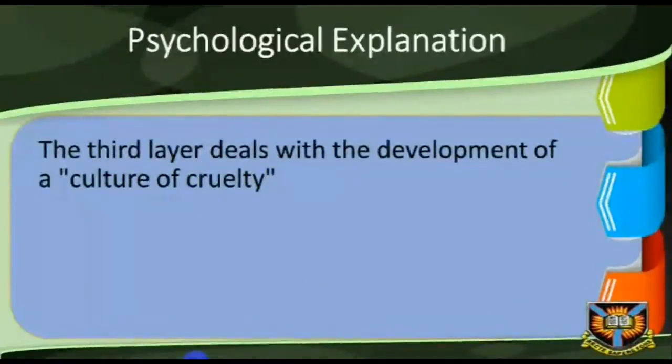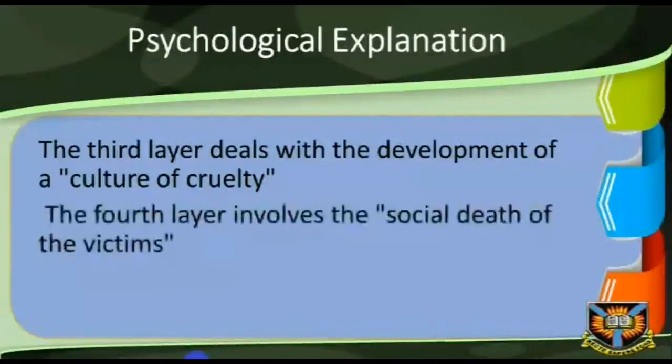The third layer deals with the development of a culture of cruelty that allows extraordinary evil to exist, which includes socialization, group cohesion, and the measure of role and person. The fourth and final layer involves the social death of the victim, their removal from the moral universe through us-them thinking, dehumanization, and blaming them for what is done to them.